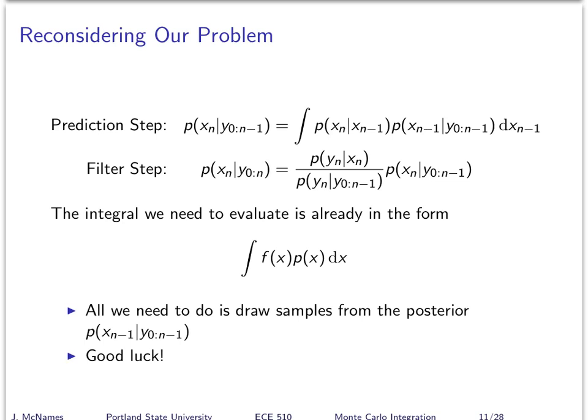You can, but you'll be waiting a long time. This is already in the form that we want. We've already got one function times a PDF and an integral that's already factored for us. So it seems like, great. All we've got to do then is draw samples from this distribution and then calculate the sample average of this function for those samples, and we're done. But it turns out it's not quite so easy.